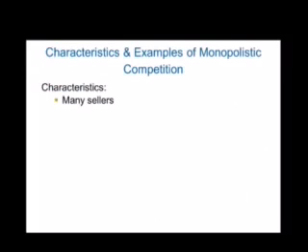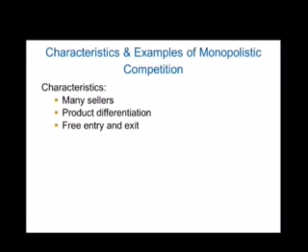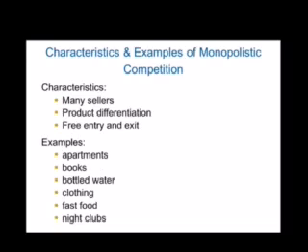So what are the characteristics? The characteristics are many sellers, product differentiation, and free entry and exit. And the examples we have, well, apartment blocks. There are many sellers, but there are different kinds of product differentiation between apartment blocks. Some apartments have a pool or better gym, or probably a washer dryer hookup or even a washer dryer installed. So there are different ways apartments try to differentiate themselves.